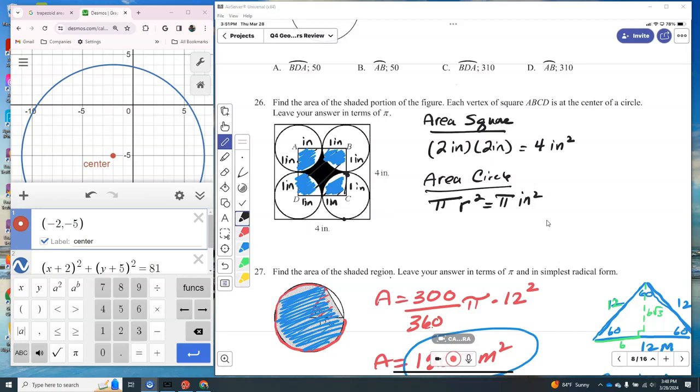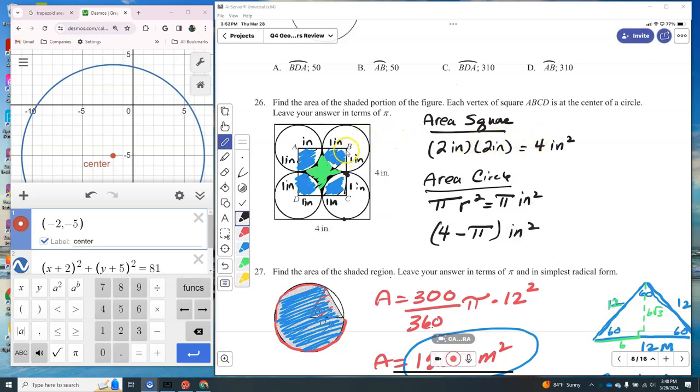So how do you find the area that's right here? You have to subtract the area of the circle from the area of the square. So what you have is 4 minus pi. So that little area is 4 minus pi inches squared.